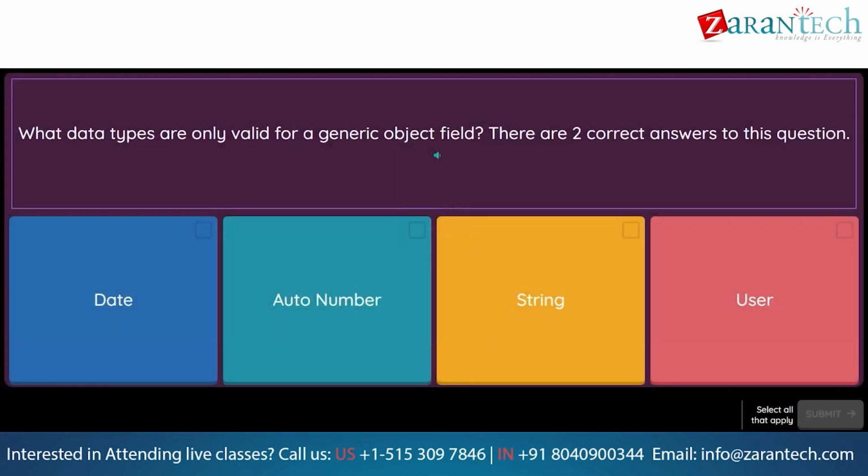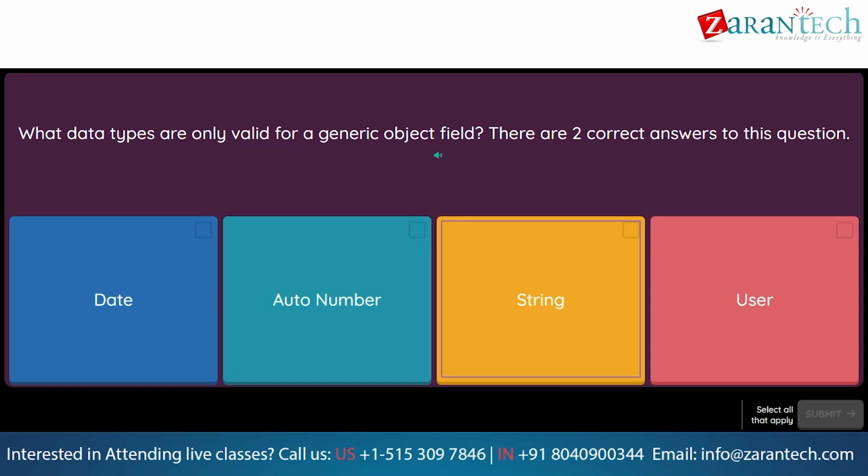Question: what data types are only valid for a generic object field? There are 2 correct answers to this question. Option 1, date. Option 2, auto number. Option 3, string. Option 4, user.